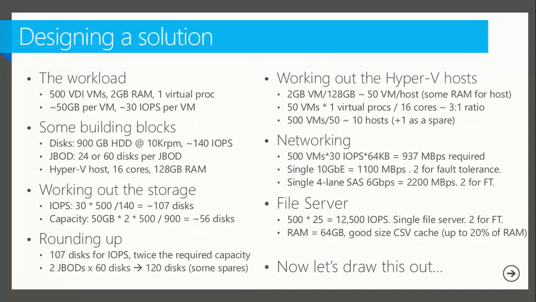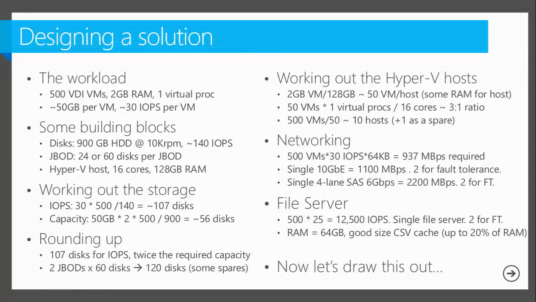You have enough capacity to have backups in there, snapshots and such, because from a capacity point of view, you only need 56 disks anyway, right? So you're doing it mostly for IOPS. Now, Hyper-V host, you have 2 gigs per VM divided by 128. It's about 50 because you need to leave some RAM for the host. Jose, what about dynamic memory? Do your math, right? You can do all those things.